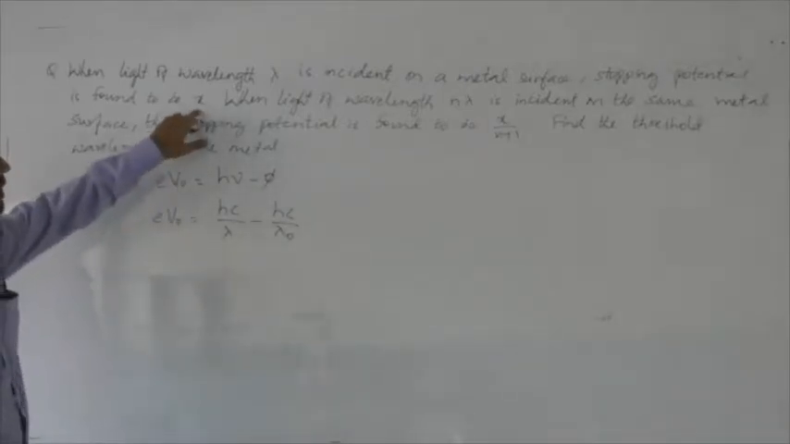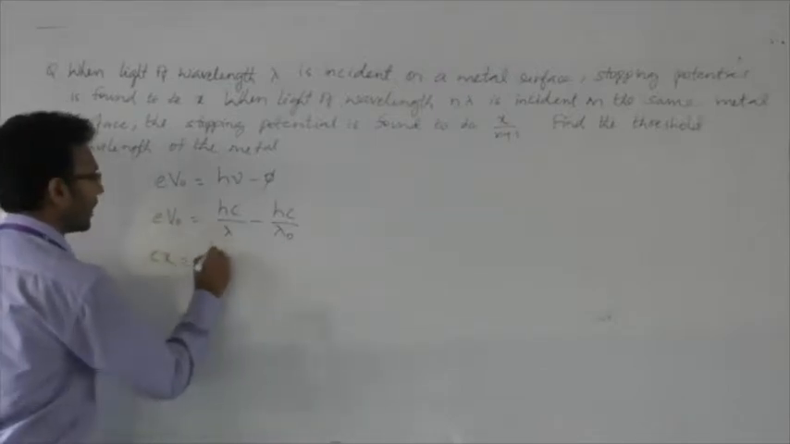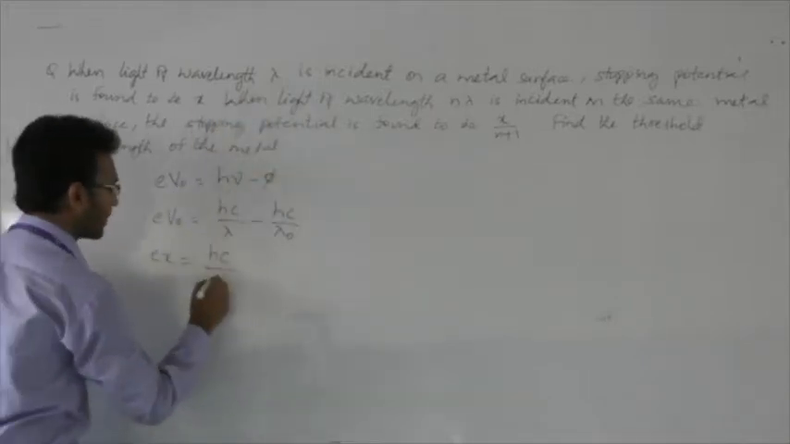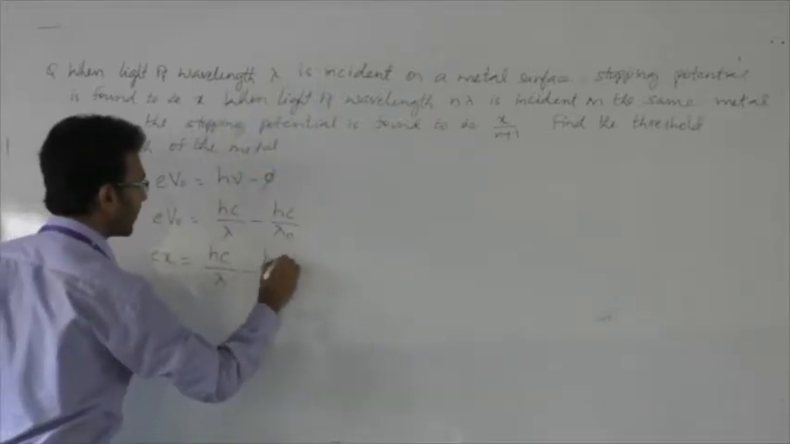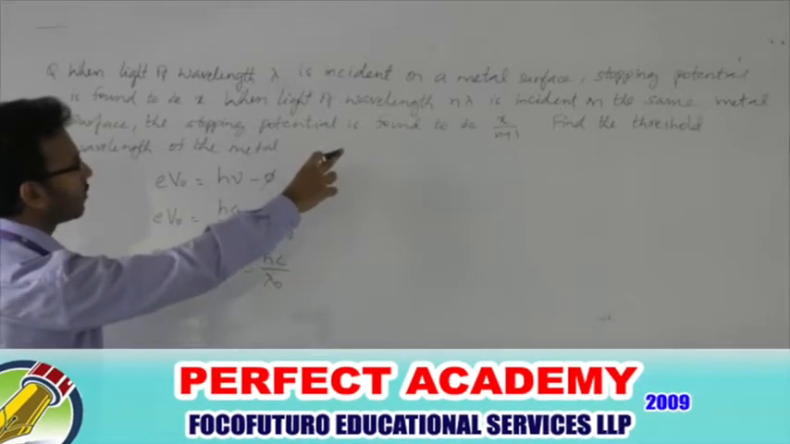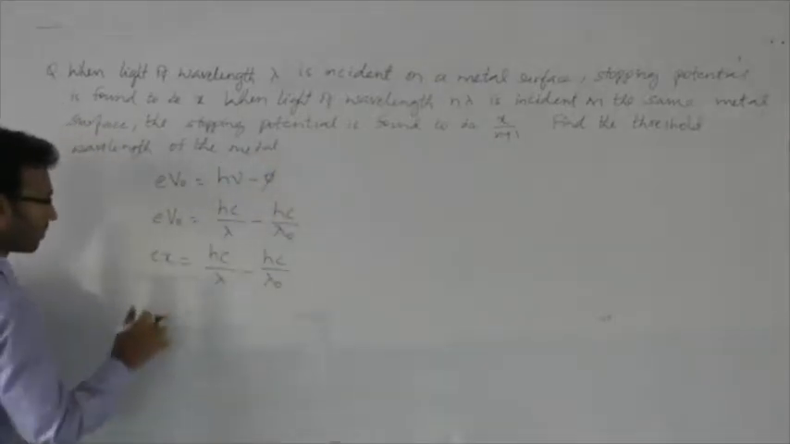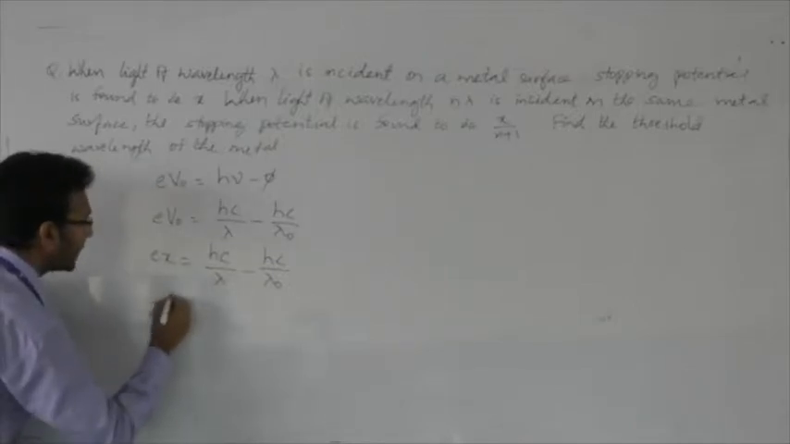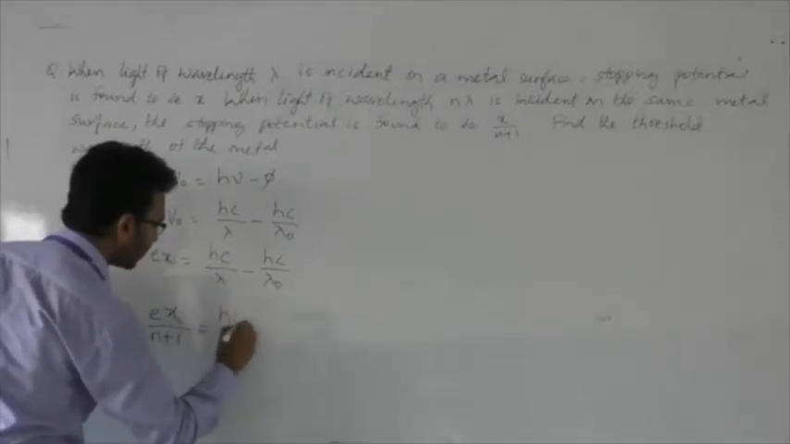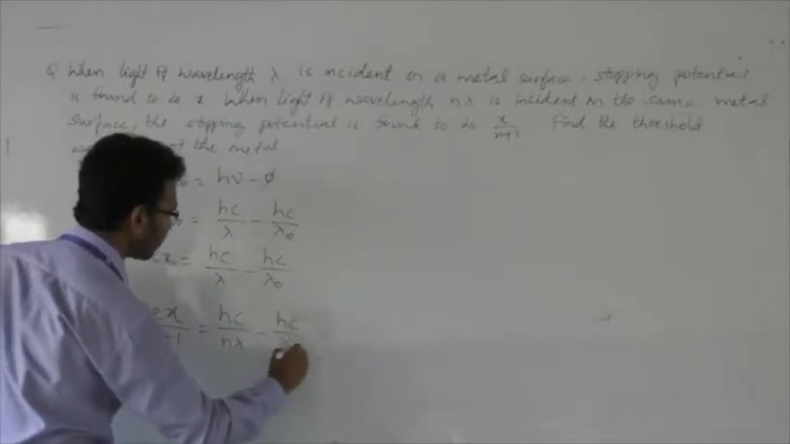Now in the first case, what is V naught? V naught is x. So I'll write E x equals hc by, what is the wavelength? The wavelength of light is just lambda. So hc by lambda, no change, minus hc by lambda naught. This is for the first light. Now for the second light, what is the wavelength? n lambda. And the stopping potential is x by n plus 1. So the second equation I can write as E x by n plus 1 equals hc by n lambda minus hc by lambda naught.